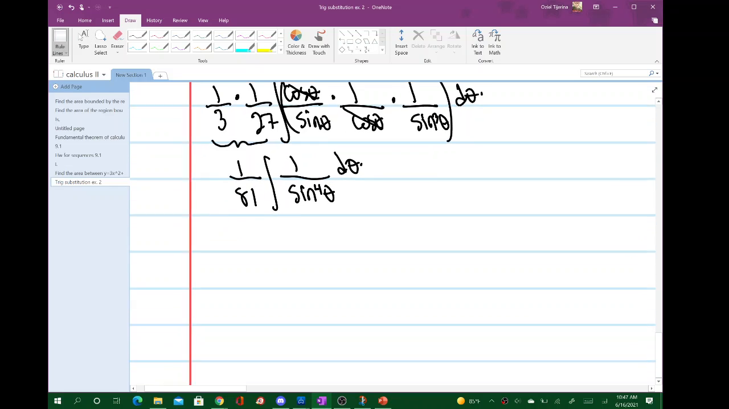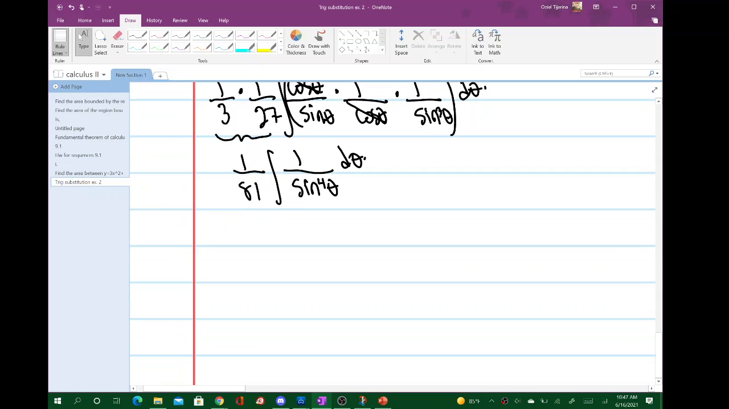Now, we can use trig identities to integrate this. 1 over 81 integral of cosecant to the 4th of theta, d theta.